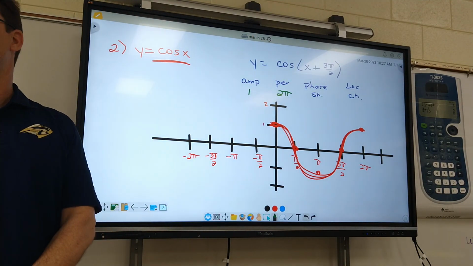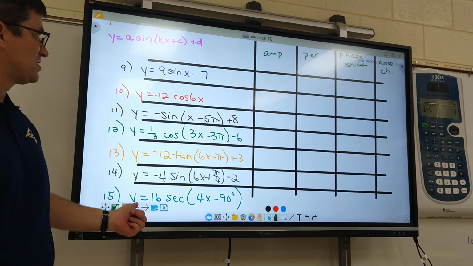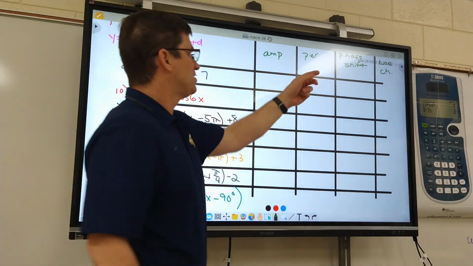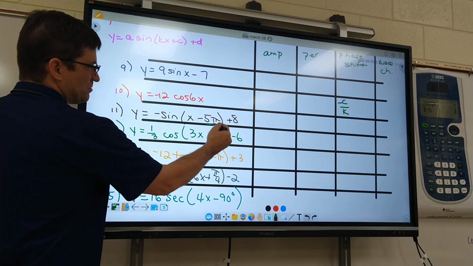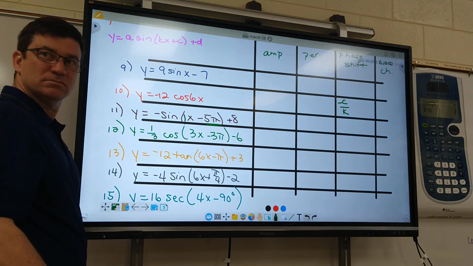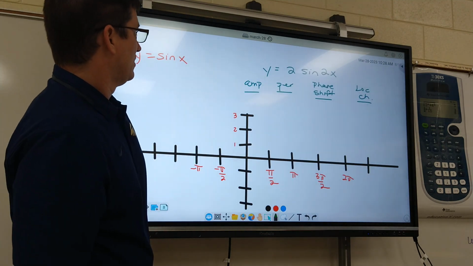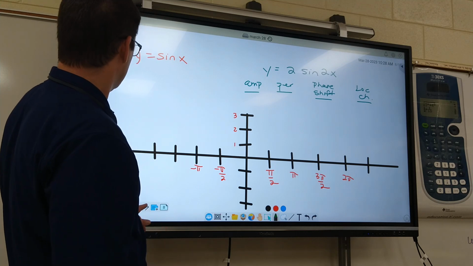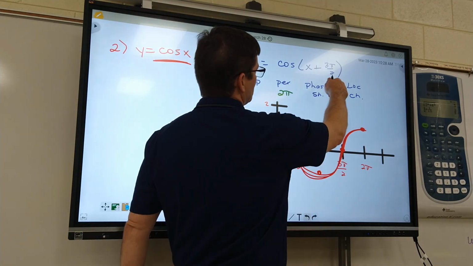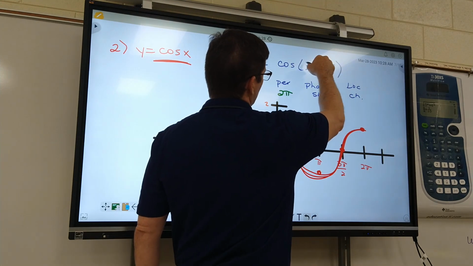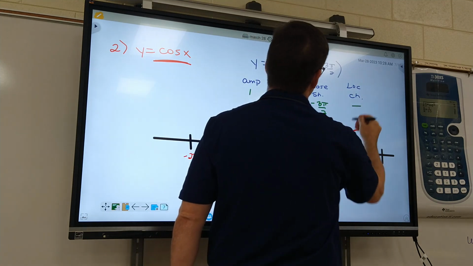Now, first block forgot how to do the phase shift. If y'all need to go back and look, we just did it right here. Phase shift was negative c over k. So we took this, put it on top, divided it by that. All right, so now let's go back and look at what we've got. Phase shift. So on top we put negative 3 pi over 2 and we divide it by 1. That's going to be negative 3 pi over 2.